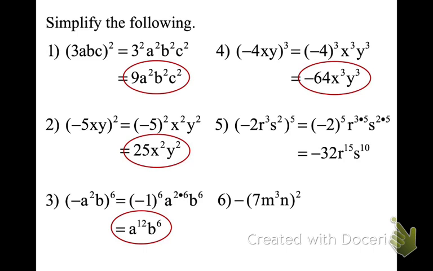Last one. I'm not squaring this negative because it's not part of the base of that exponent. Remember, what's part of the base is only what's in the parentheses. So only what's in the parentheses is to the 2nd power. So I'm going to have a negative 1 times 7 squared, m to the 3rd times the 2nd, n to the 2nd. So it's negative 49 m to the 6th n squared. All right, let's move on.